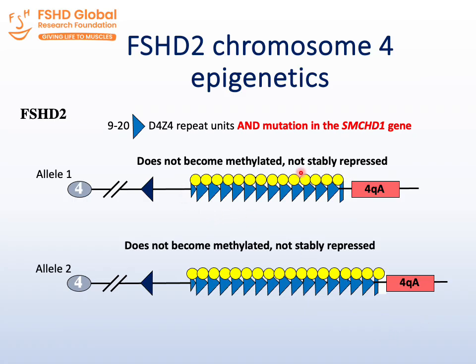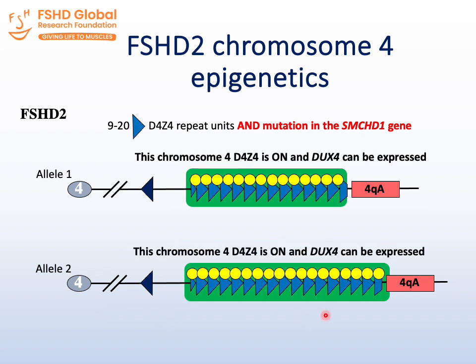Because of that, you do not get methylation. And this, again, we pick up in our epigenetic diagnostic assay. You do not get methylation at either chromosome. So both the chromosome you inherited from mom and the chromosome you inherited from dad, neither one gets methylated. They both are epigenetically on. You could express DUX4 from both chromosomes, and DUX4 expression leads to FSHD.